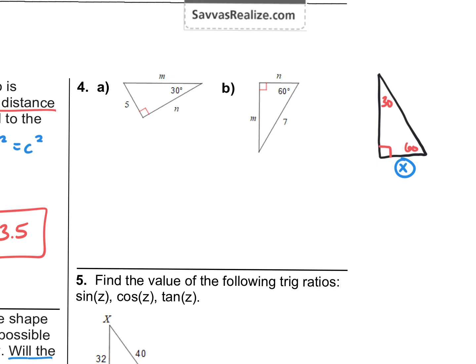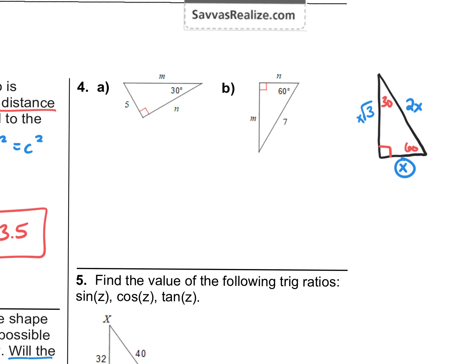How do I go from short leg to long leg? That one's the square root of 3. How do I get short leg to hypotenuse? Times 2. I always remember that because the hypotenuse is the biggest side. So it would make sense to double that side. Okay.